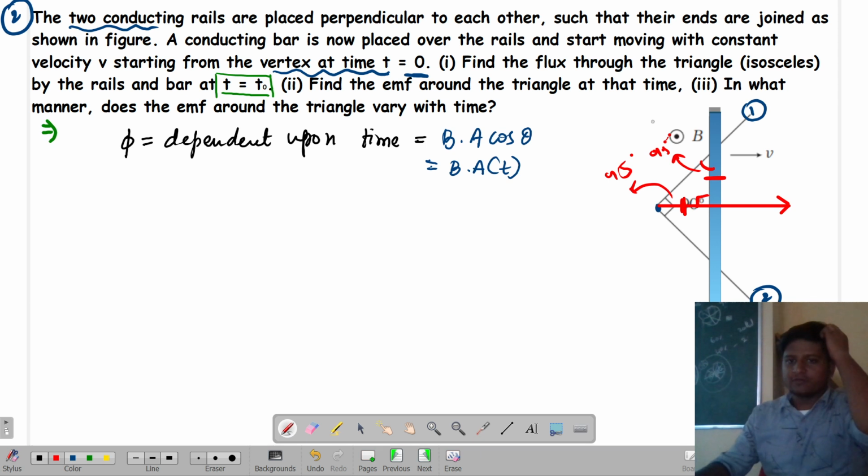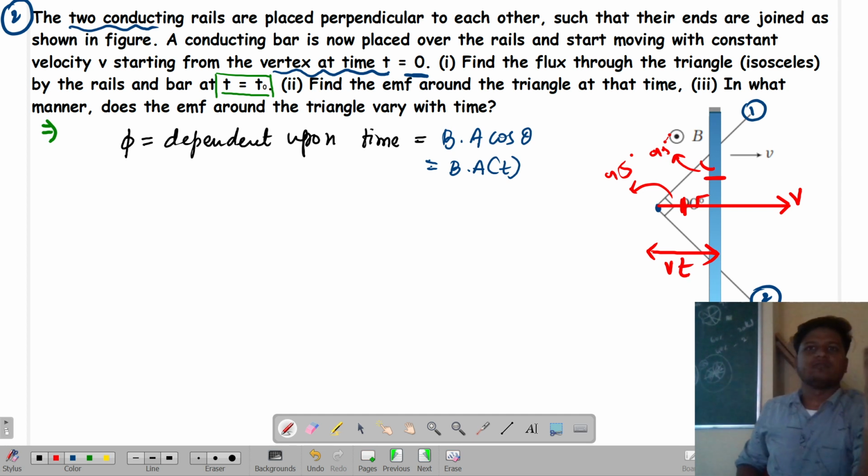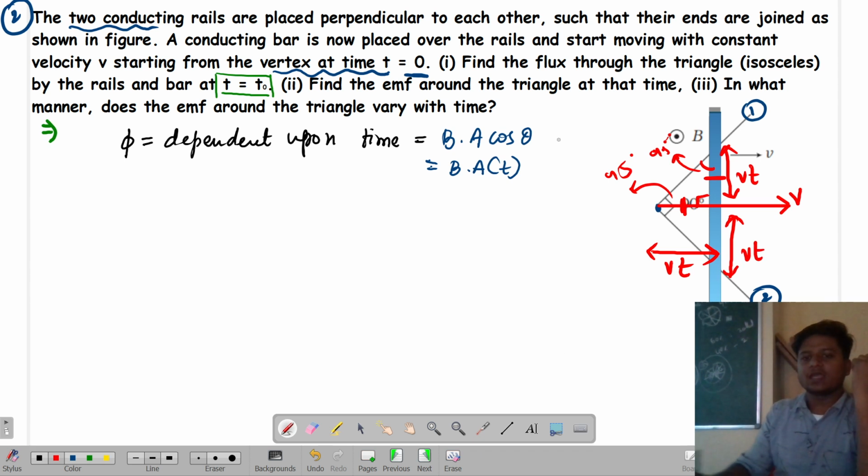Now if this rod is moved with velocity v, what will be this length in time t? Vt or not? Tell me yes or no. Distance will be what? Velocity into time. So is this length also going to be vt in time t? Right or not? And this length will also be how much? Vt in time t. What is the area of the triangle? See here, one area is forming or not? Tell me yes or no. One isosceles triangle is getting formed over here or not? What is the area of this triangle? It will be equal to how much?